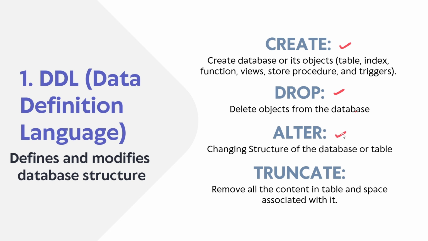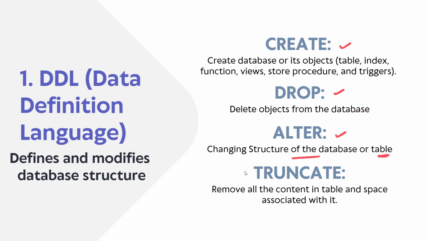Next comes the alter command. If you want to change an existing table, then we have to use alter. For example, if I want to add a new column to the customers table, let's say, then I have to use alter. Or if I want to change the column name, then I can use alter. So to change the structure of a database or table, we can use the alter command.